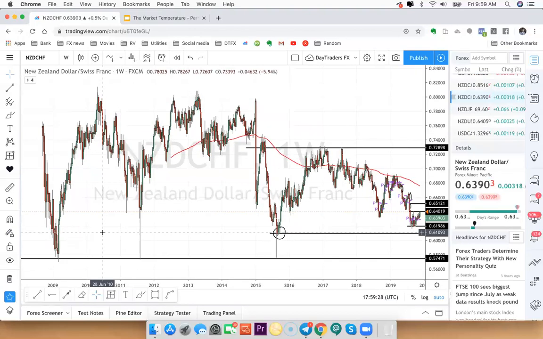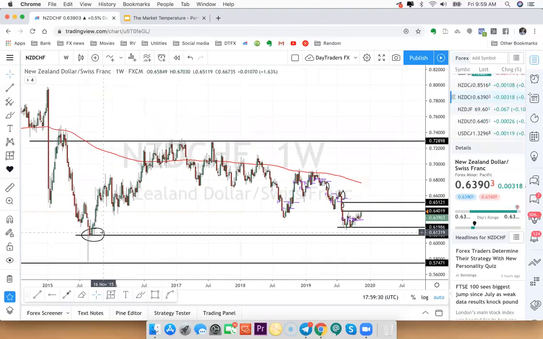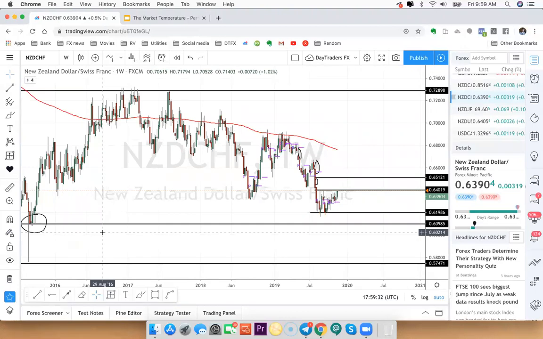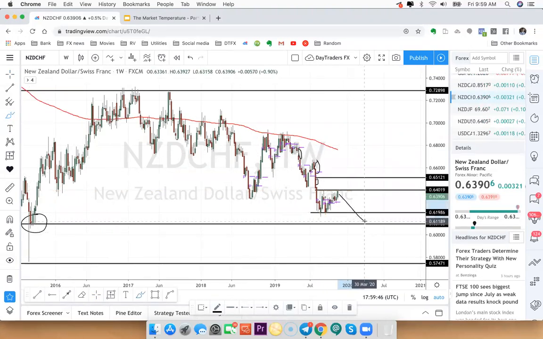And so this is a great area for us to be looking to get long and buy the New Zealand Swiss. So again, we need that little spike in volatility. We need the VIX to come up. We need the Dow and the S&P to come down. We need bonds to keep pushing like they're pushing. And that's going to do this. And from here, we're going to do this.